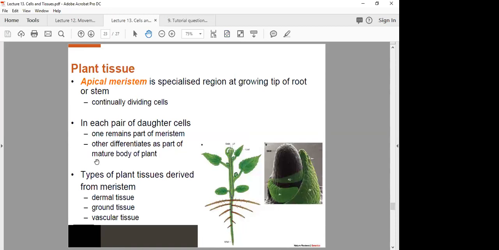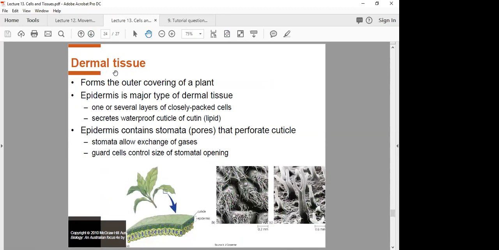So, for example, cells that differentiate from the apical meristems might give rise to dermal tissue. That's the first major type of plant tissue. Other cells that differentiate might give rise to ground tissue, and other cells might give rise to vascular tissue. All right, so let's start with dermal tissue. Dermal tissue forms the outer covering of a plant. So this would be similar to epithelial tissue in animals.